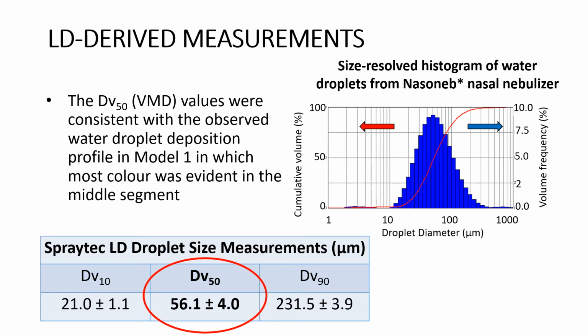Volume mean diameter values in the 50 to 60 micron diameter range are expected to penetrate the nasal vestibule and deposit in the middle region of the model. From reported modeling studies of droplet transport through the nasal cavity, such droplets are unlikely to penetrate further to reach the nasopharynx, represented by the posterior segment of the model, where droplets that deposit there are typically closer to 10 microns in aerodynamic diameter.